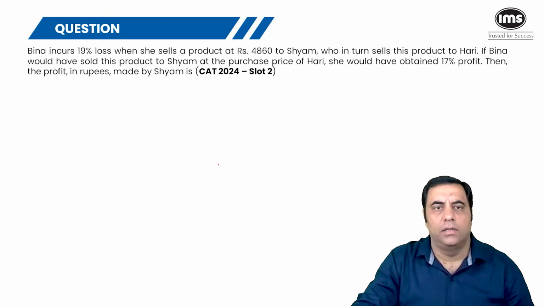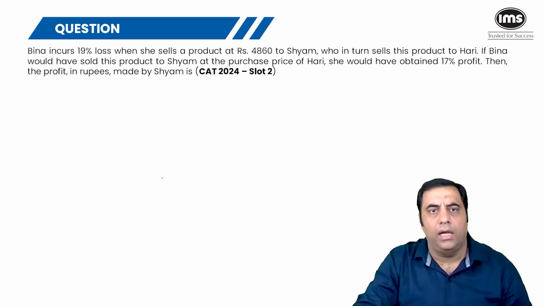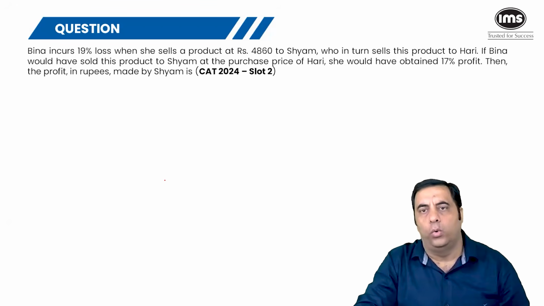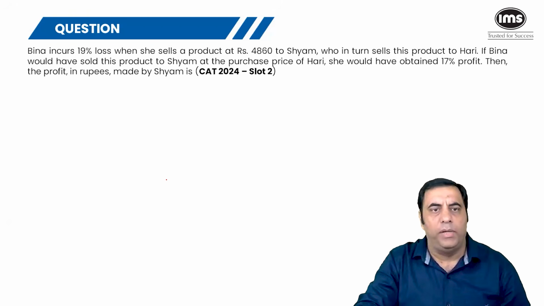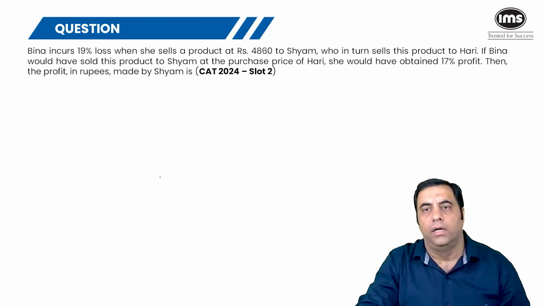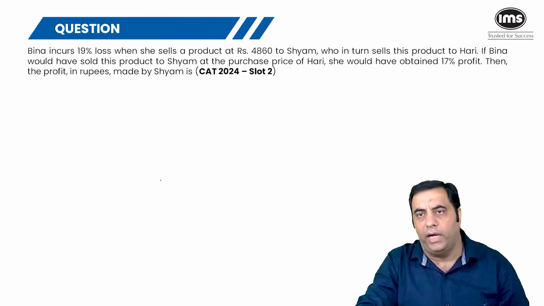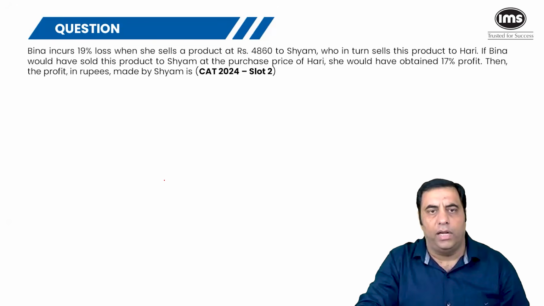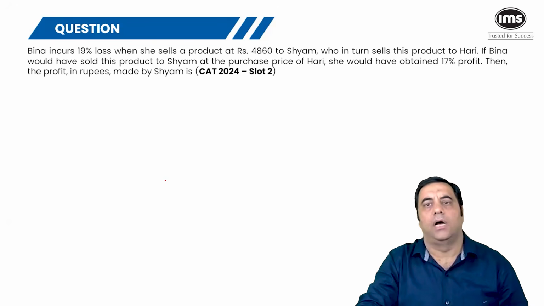Let's read the question. It says, Bina incurs 19% loss when she sells a product at 4860 to Sham, who in turn sells this product to Hari. If Bina would have sold this product to Sham at the purchase price of Hari, she would have obtained 17% profit. Then the profit in rupees made by Sham is.